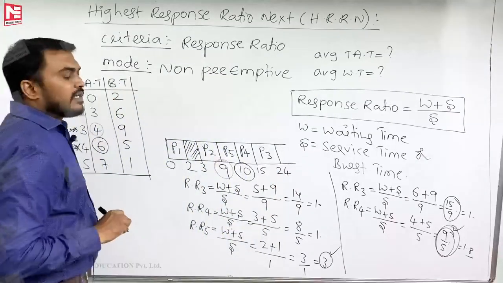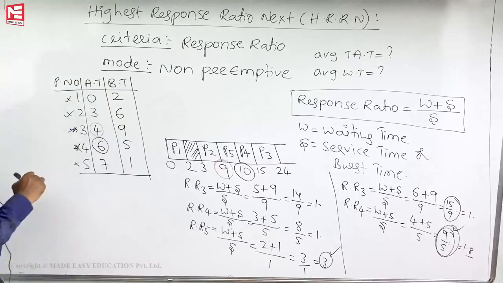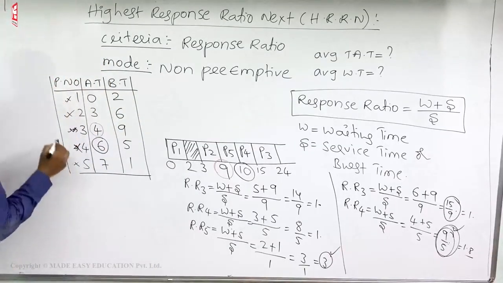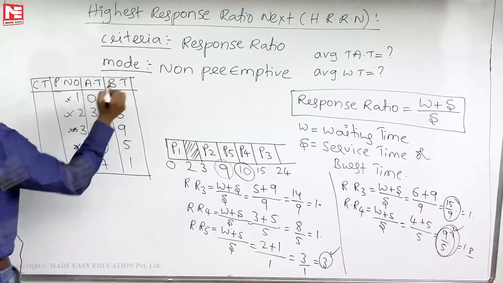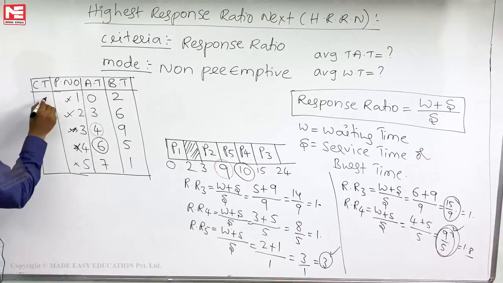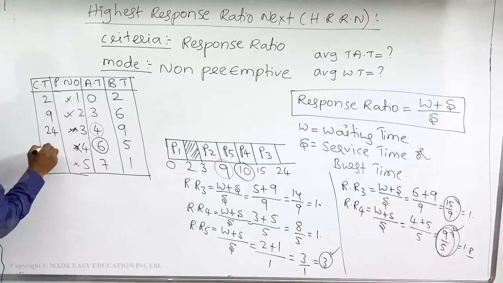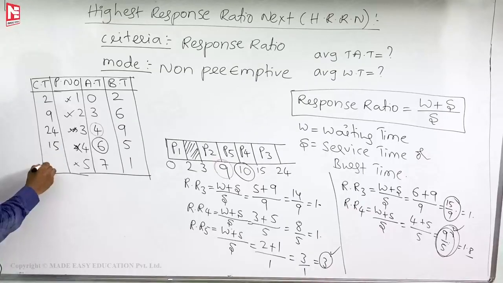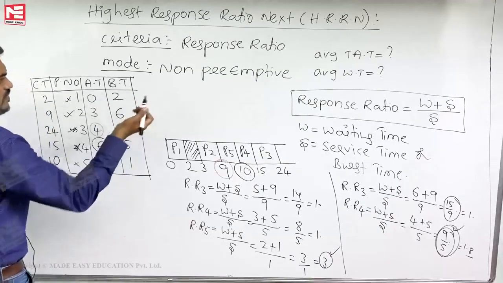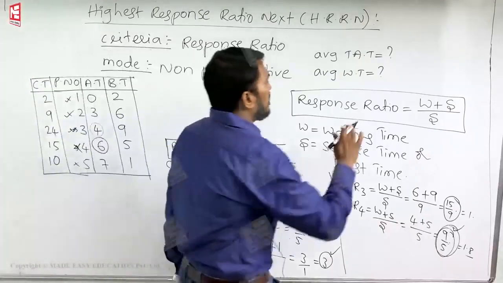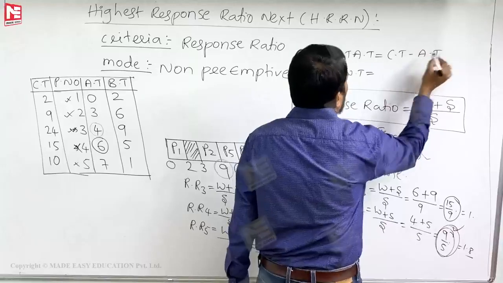So this is how you solve the problem. Now let's take up the completion time. I am not going to solve the whole problem, so please check it out. I explained the procedure. P1 completion time is 2, P2 completion time is 9, P3 is 24, P4 is 15 and P5 is 10. So these are the completion times. Now we can find out turnaround time and waiting time. You know the formulas already, I have given them. Just for easy understanding I write again: completion time minus arrival time.